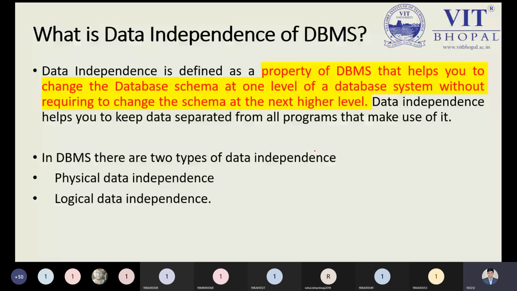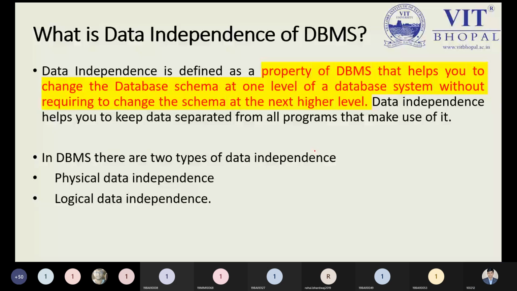Let me explain with a simple example. Suppose you have a Facebook account with 500 friends. But I don't like you, I don't know what your nature is, and I don't want you to be part of my friend list, so I will remove you. When I remove you from my friend list, my other friends will not be removed, and my other friends will not know about this part, whom I have removed.